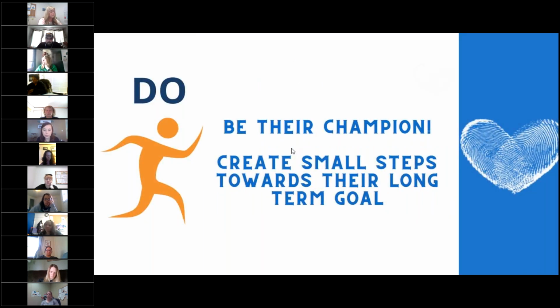So the next stage is do, and this is where the family carries out the steps outlined in the plan that you created. So in this stage, remember to really be their champion and celebrate those small successes as well as the big successes. Work with them to create the short-term goals, and that would be about a week or two, so they can work towards those long-term goals. Making those smaller steps helps them feel achieved and accomplished and might keep them on a forward momentum towards their goals.